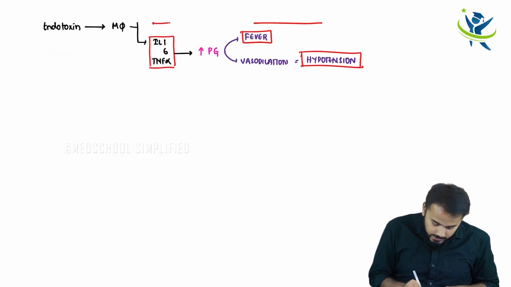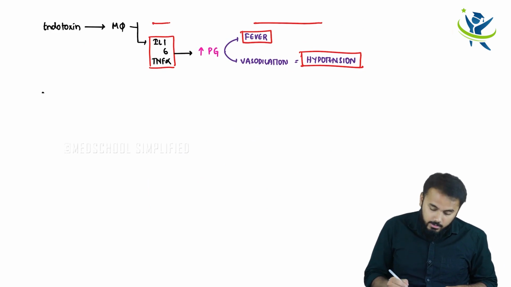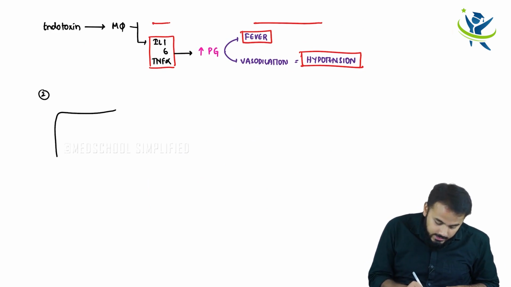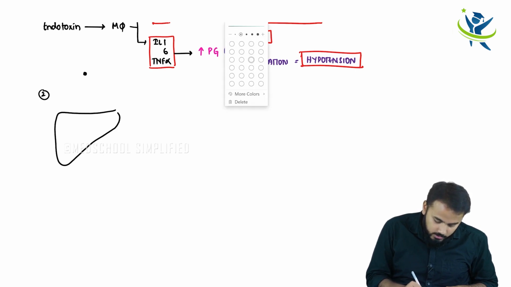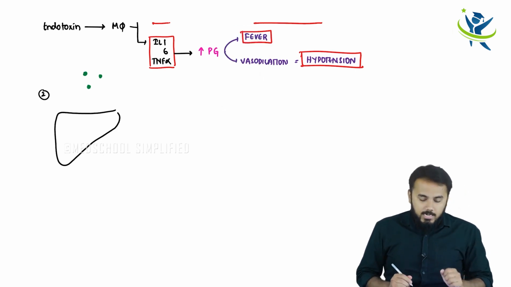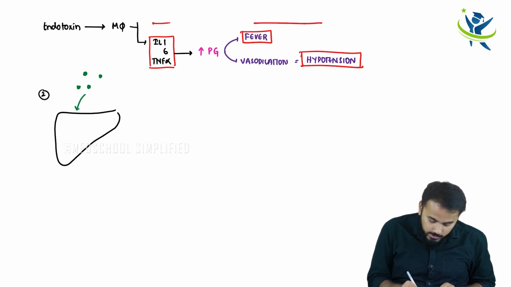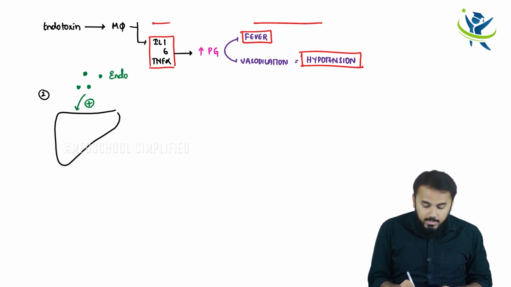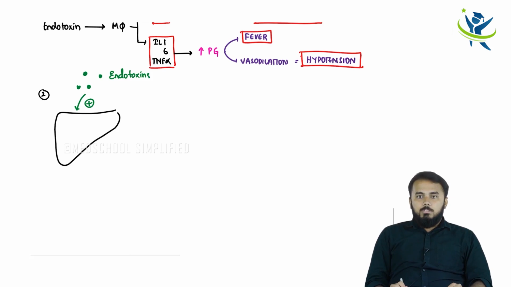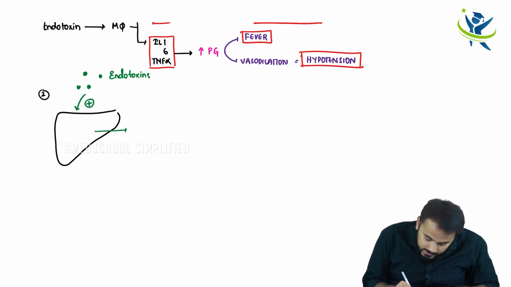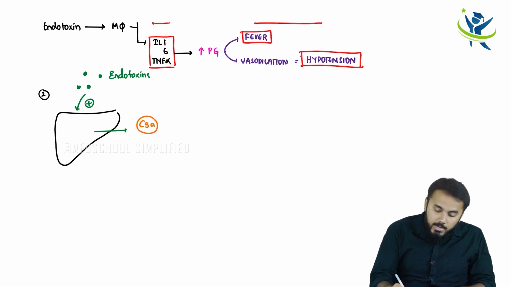Second important thing, for example, this is your liver. Within your liver, let us say these are the endotoxins. These endotoxins started activating the liver. Now don't think these are molecules of our body, these are endotoxins. Once they are activating the liver, the liver releases two important complement proteins. What are those two? It releases C5a, and not only C5a, it also releases C3a.